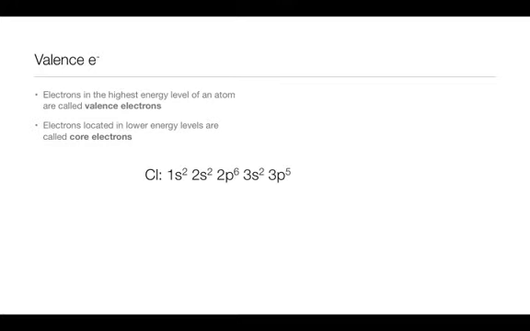As an example, let's look at a couple of elements. We have chlorine, and if we look at its configuration, we see that the highest energy level represented is the third energy level. In the third energy level, we have 2 electrons in the s and 5 electrons in the p, to give us a total of 7 valence electrons.